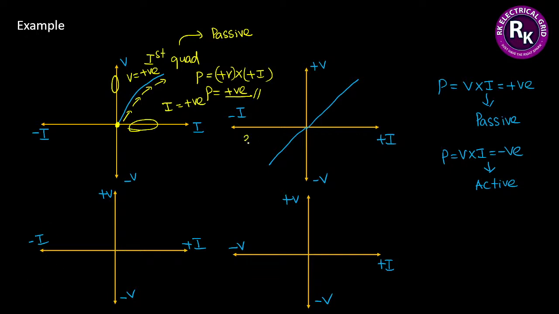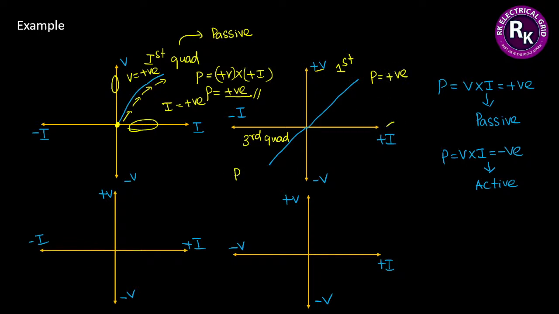This is the third quadrant. We all know this is the third quadrant. Break the quadrant into two. In the first quadrant, let us check. In the first quadrant, we all know power is what? In the first quadrant, power is positive. Why, sir? Current is positive, voltage is also positive.